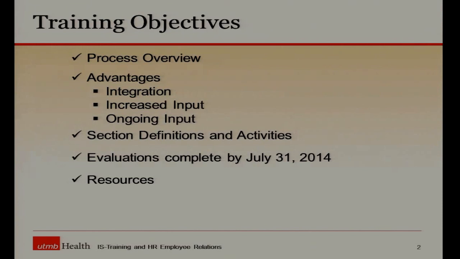Our training objectives for today include a process overview and, of course, a discussion about the advantages of this new system. We're also going to look at the different sections and some terminology and get familiar with how this new system will be used. And, of course, we need to be aware of our deadline. The deadline for completion this year is July 31st. And, of course, resources. Who are you going to reach out to? Who can you call or email to get clarification to a question so that you can meet that deadline of July 31st?